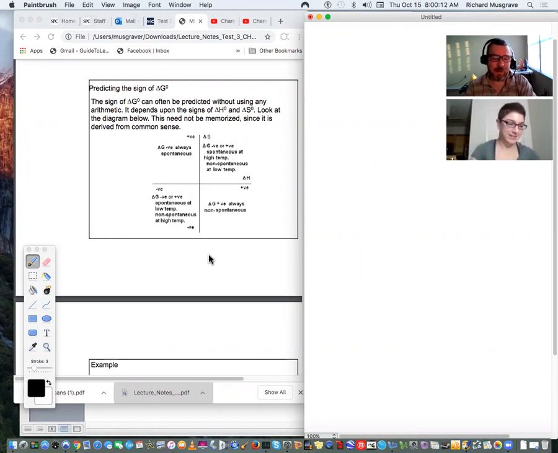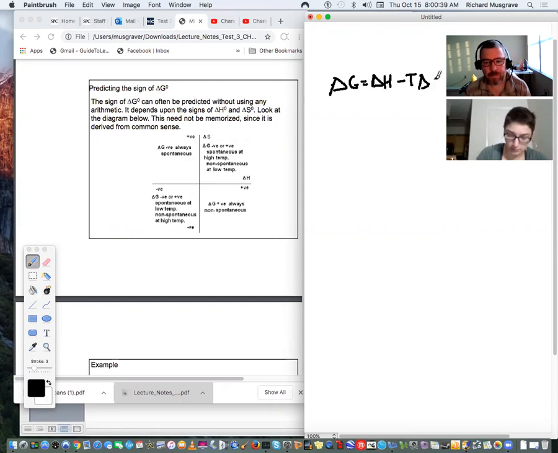All right, so we're looking at predicting the sign of delta G naught. And what we can see here is that there's this little table that's based upon the equation that we talked about the other day, which is delta G equals delta H minus T delta S. If we know the signs of delta H and delta S, then we can have a go at least at predicting the sign of what delta G is going to be.